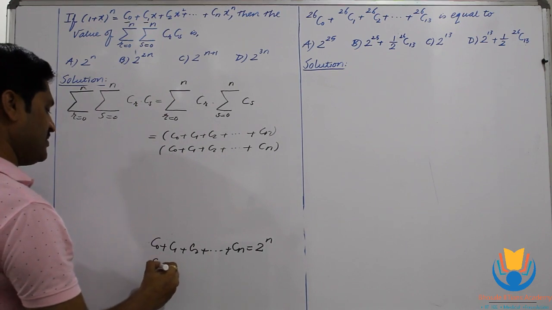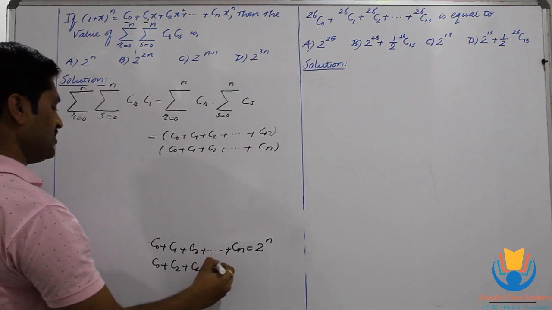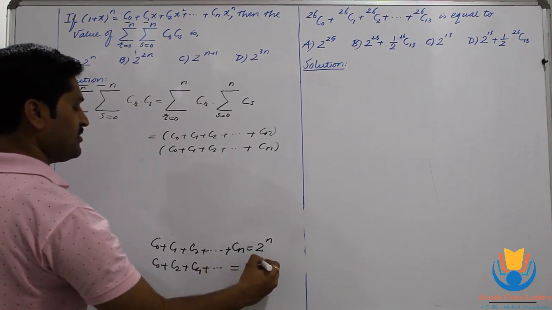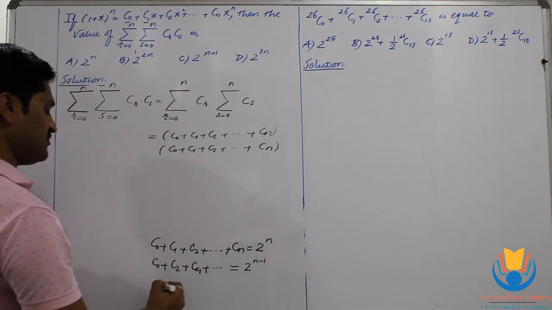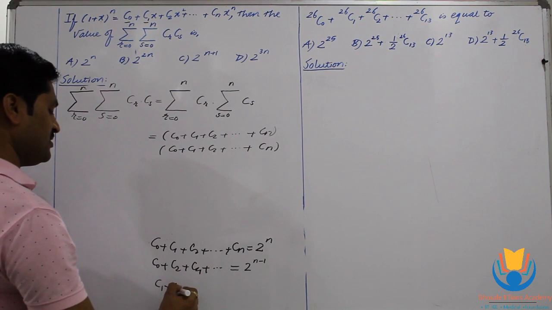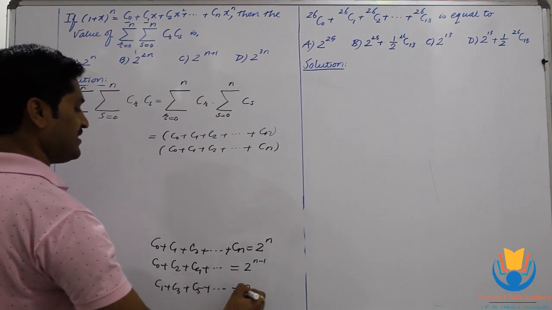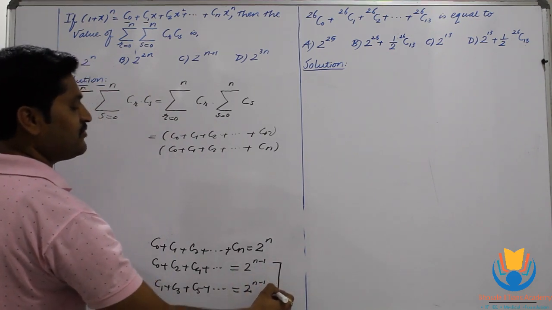Let's see what will be the formula. C0 + C2 + C4 + ... That particular sum is always 2^(n-1), and if I take the sum of the coefficients of the even terms, that is C1 + C3 + C5 + ..., that sum again will be 2^(n-1). So those two sums will always be equal.